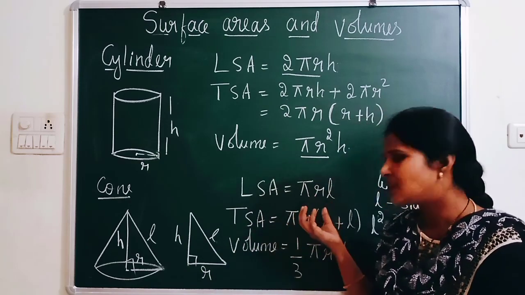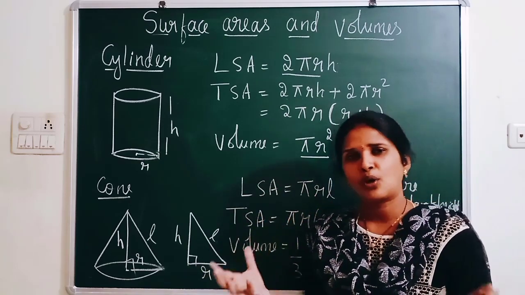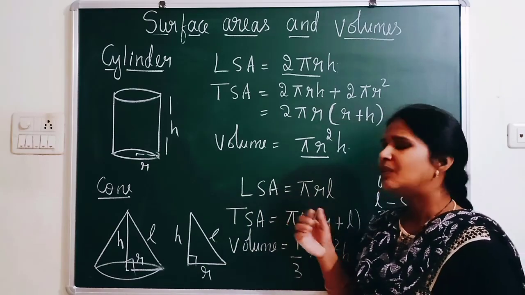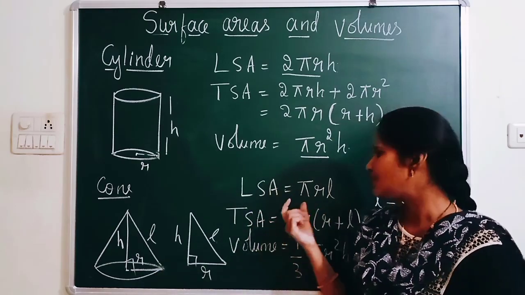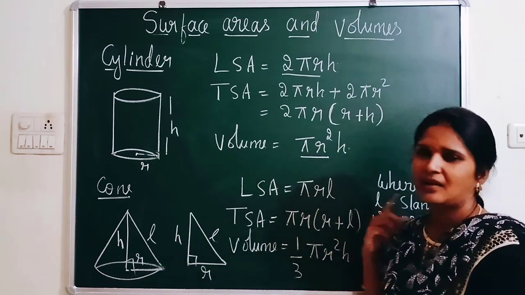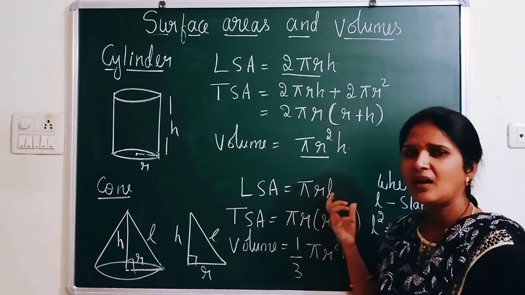How you got this formula last year is a very big topic. One activity we did with the help of a circle, then we pasted it to become a rectangle, and then we got the LSA of the cone, that is pi r L. Easy to remember, pi r L.